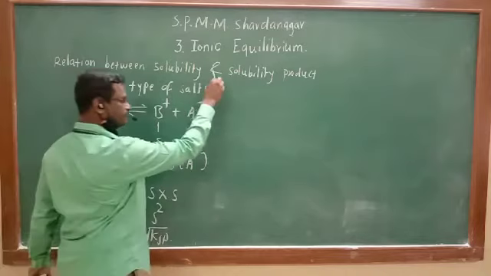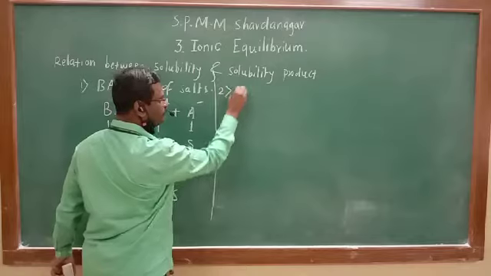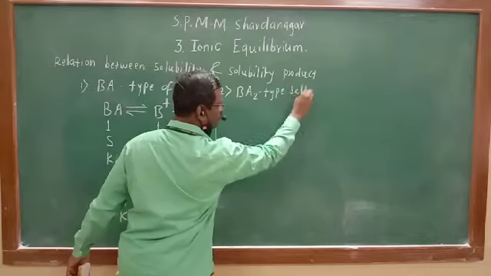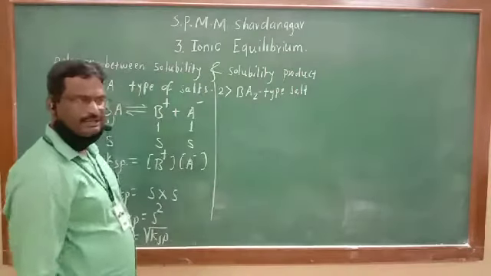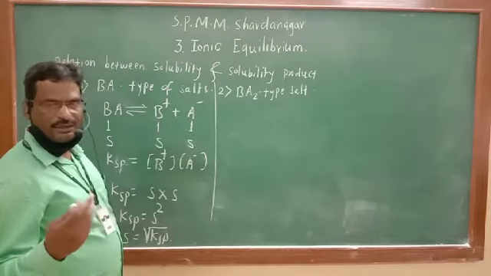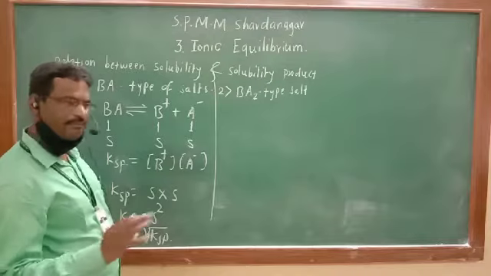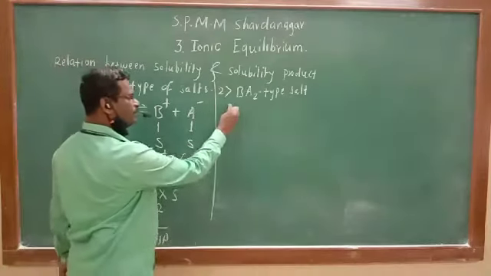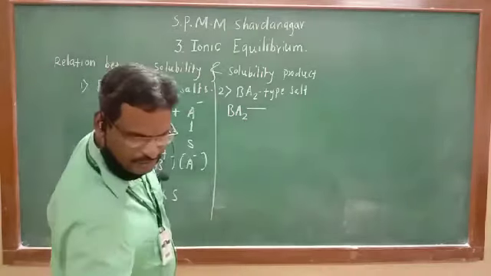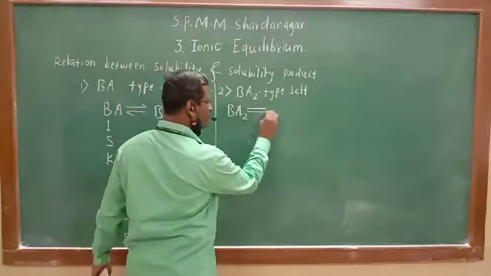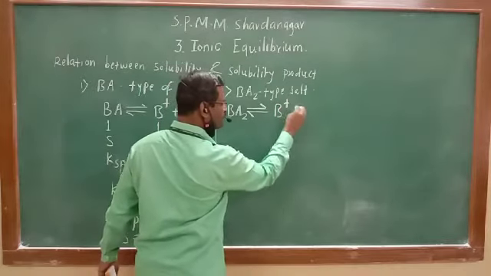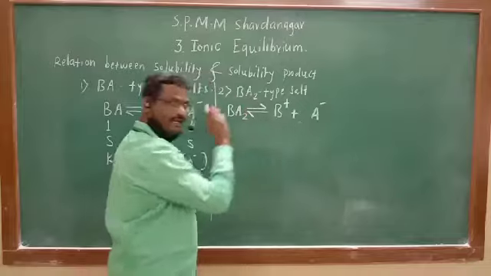Now the second type of salt. Let us consider the second one, BA2 type of salt. Many salts are there of this type also, like calcium chloride, magnesium chloride, lead chloride, lead iodide. Many salts are there. So this salt also undergoes dissolution and dissociation. Whatever part is dissolved, that undergoes dissociation.